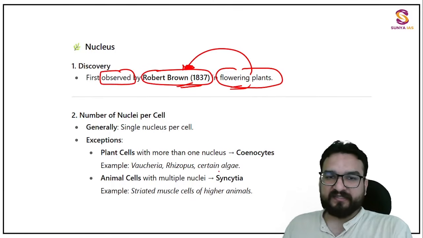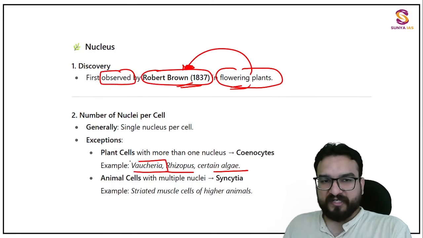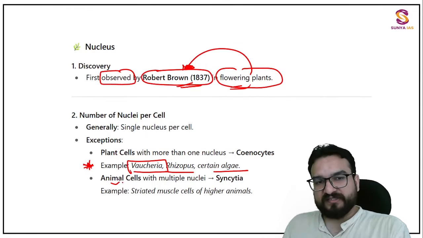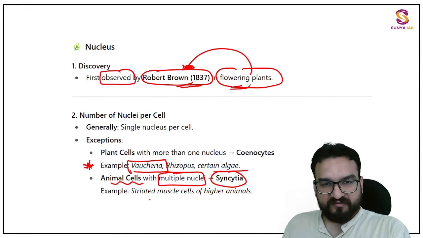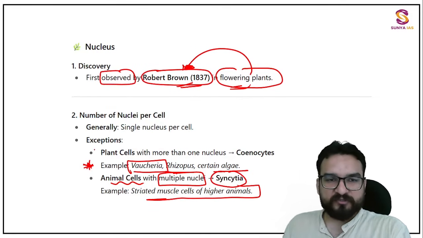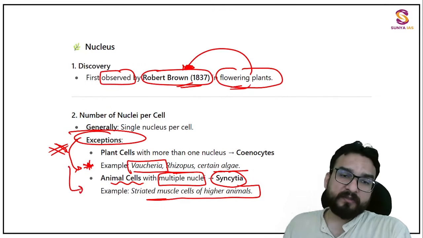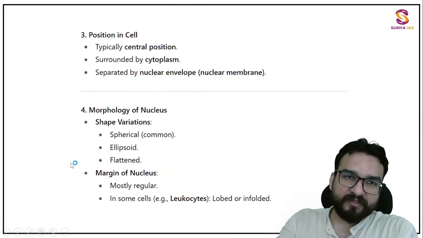Like over here in certain algae, Rhizopus, Vaucheria, you can remember these exceptions. If in animal cells multiple nuclei are being found, it is called syncytia. Striated muscle cells of higher animals you can see. But these are exceptions, you have to remember. Just okay, these things also happen.